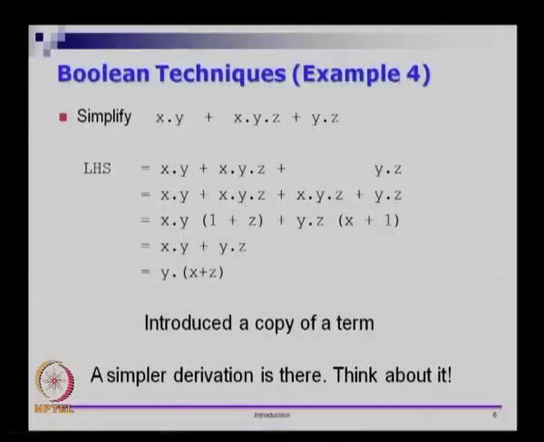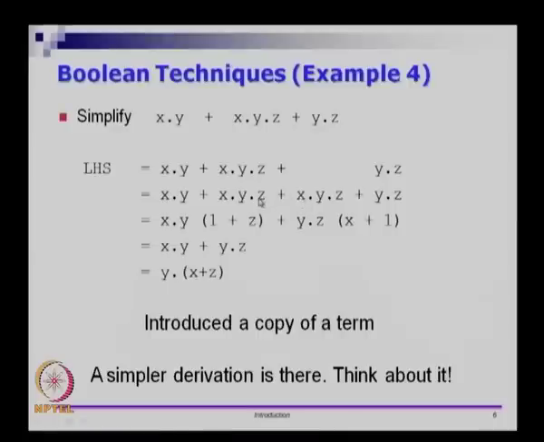Let us look at another proof. So we have x and y, or x and y and z, or y and z. So the LHS is this expression. This is another common trick that can come in very handy at times. I am going to take this term here, x and y and z, and make a copy of that. Why can I do that?